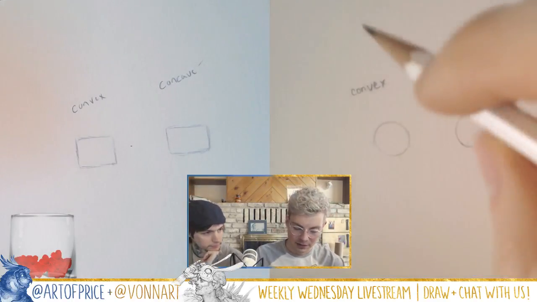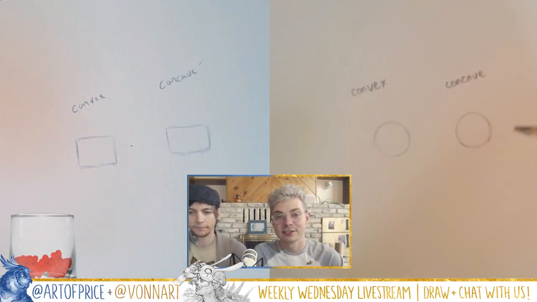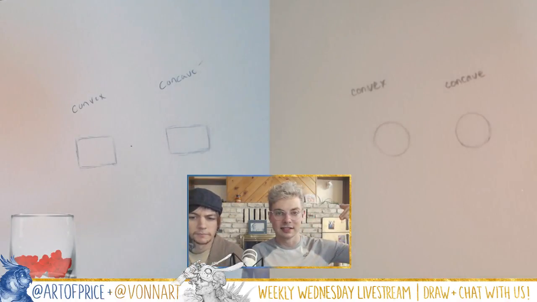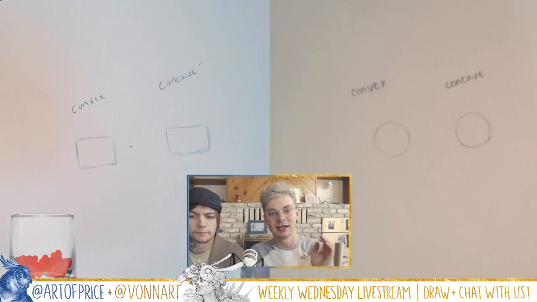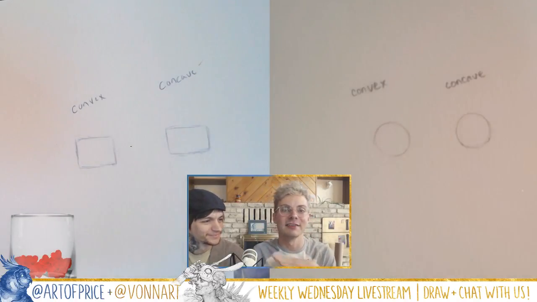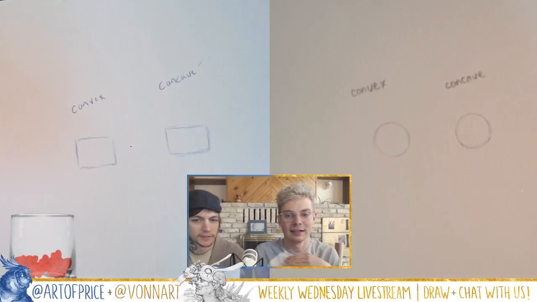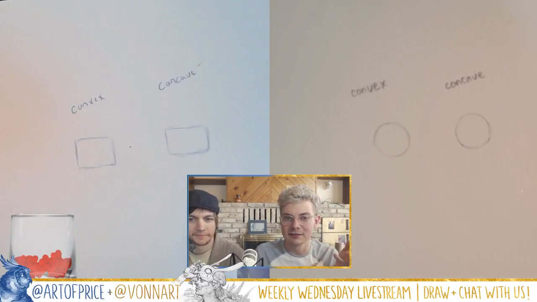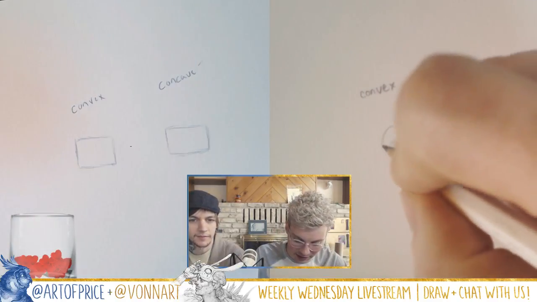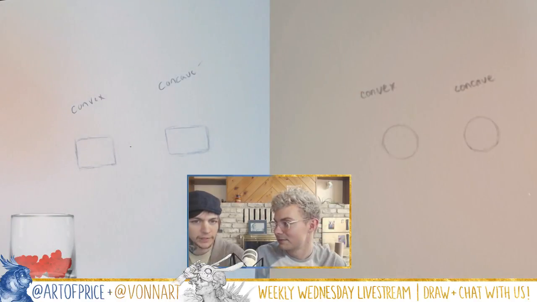Okay, so to start off, what is the difference between convex and concave? Convex is outward. Concave is inward. The way that I always remember it is concave sounds like something's caving in. It's a cave. I don't know if that helps you guys, but that's the way I like to remember it.